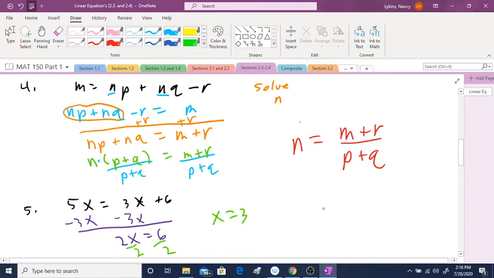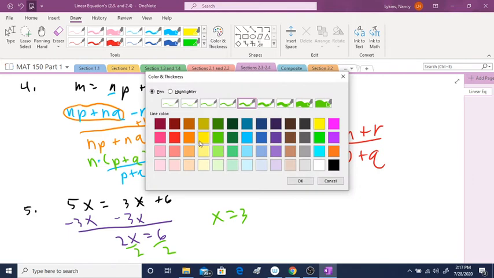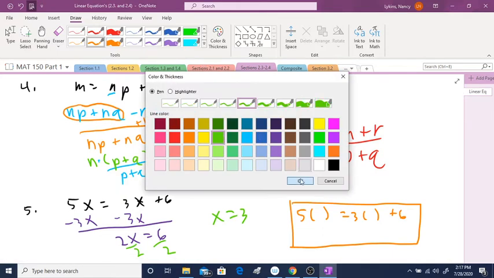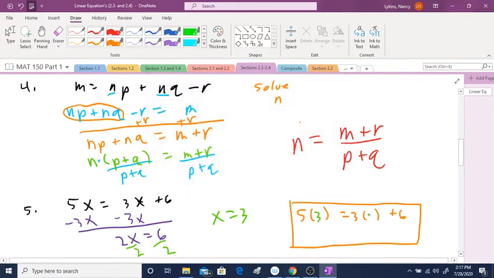Okay? Now to check your work, which I would advise doing on these problems where you get a numerical answer, I want to say 5, parentheses in for x, equals 3, parentheses in for x, plus 6. And then I'm going to put that 3 in for where x goes. So 5 times 3 is 15. 3 times 3 is 9, but 9 plus 6 gives you 15. That is a true statement.